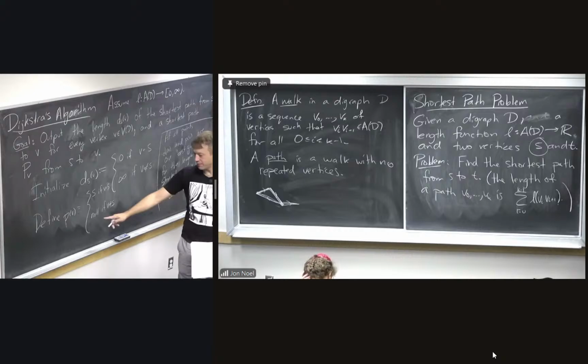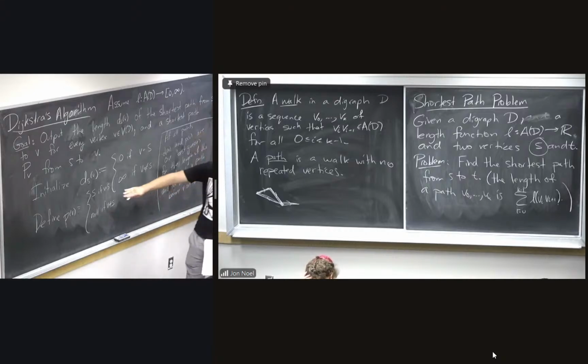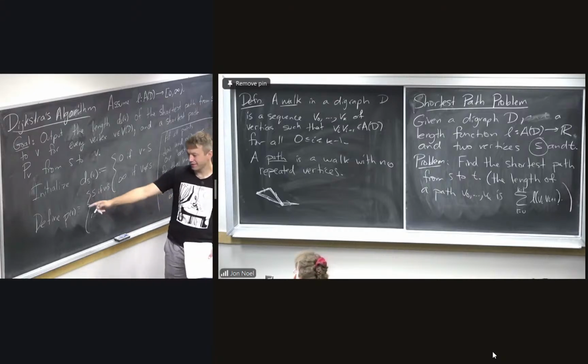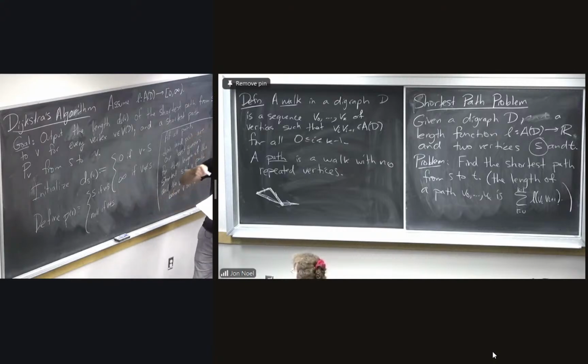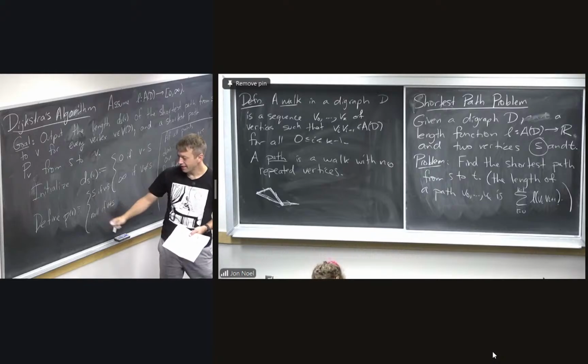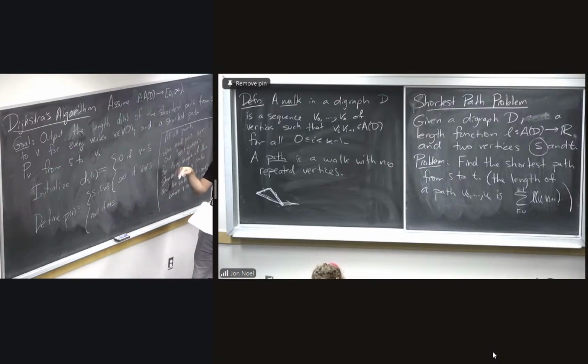And the reason why it's null at the beginning, except for s, because p of s is just going to be s, so there is nothing that comes before s. But at the beginning we haven't found any paths that go from s to v, so we don't even know if there is a vertex that comes before v on such a path.